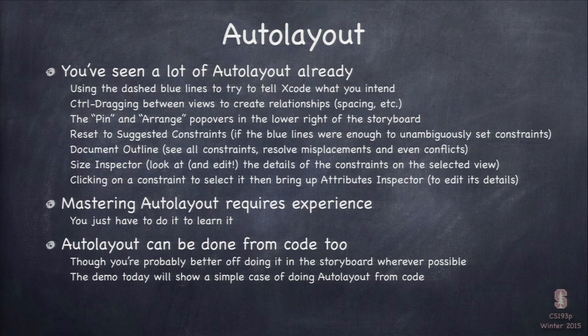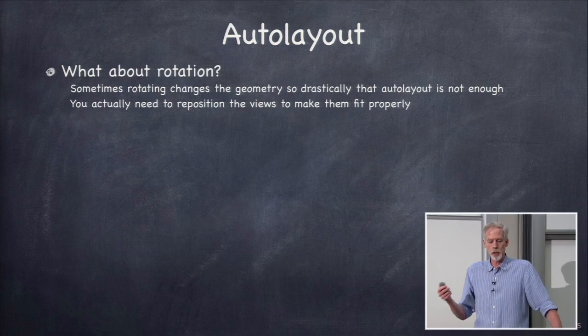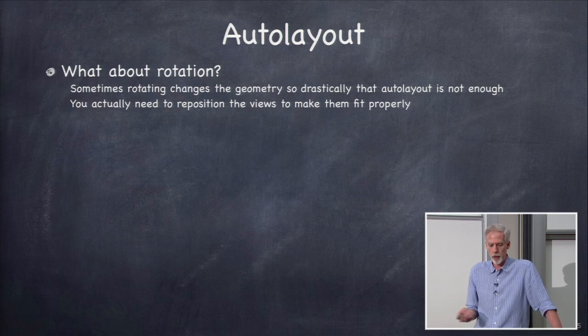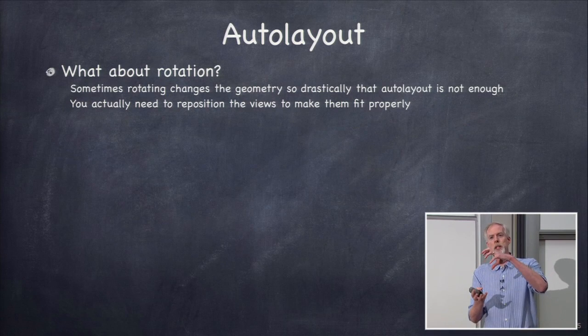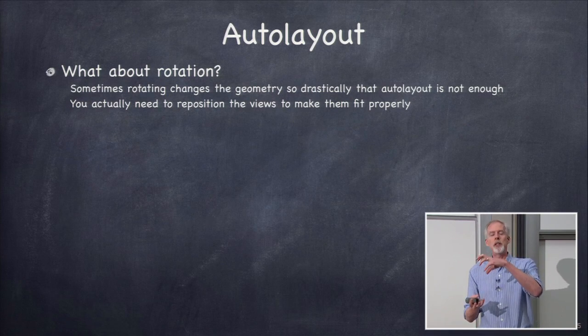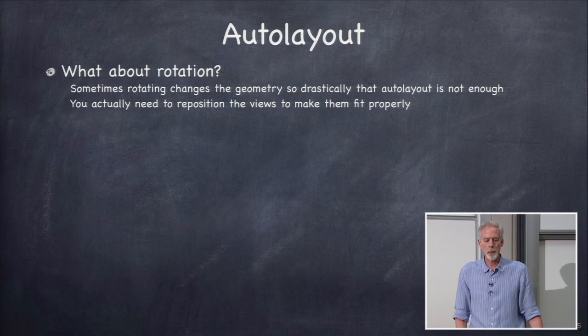But all right, so what about rotation? As I said, when you have rotation, you're just going to rely on your auto layout to do that. But occasionally, when you rotate, things have changed so drastically in terms of the shape that auto layout just can't do it. It can't move a view where you want. So what's an example of that?